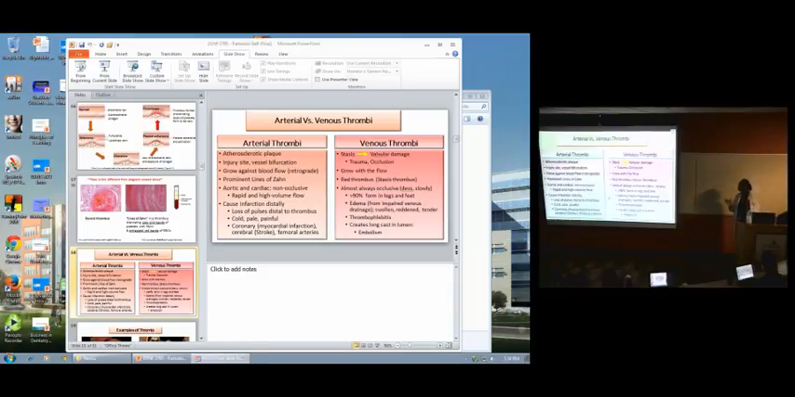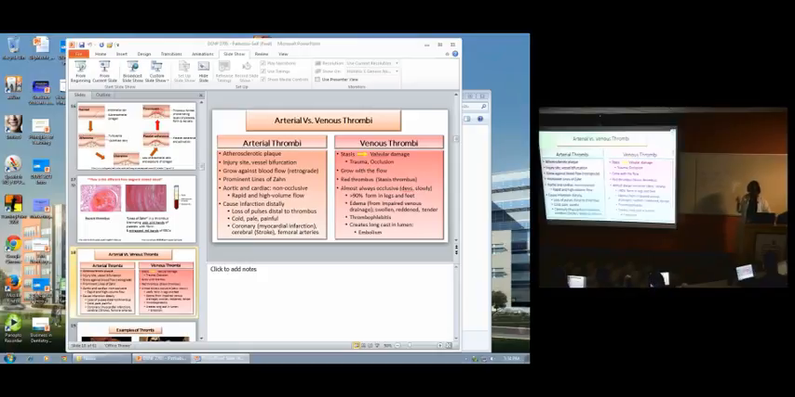Another thing is how the clot forms. Venous thrombi grow with the flow, and the arterial thrombus actually grows against the flow, in a retrograde fashion. It has to do with where you have the highest degree of turbulence. I already mentioned the prominent lines of Zahn. You see that in an arterial thrombus.